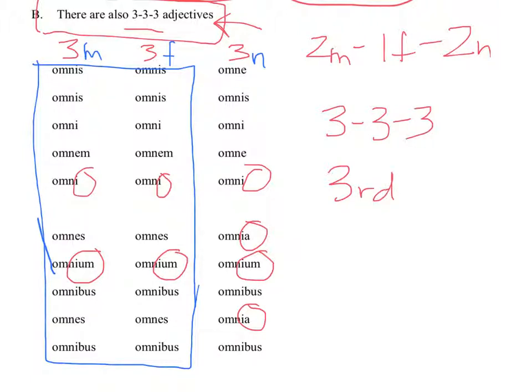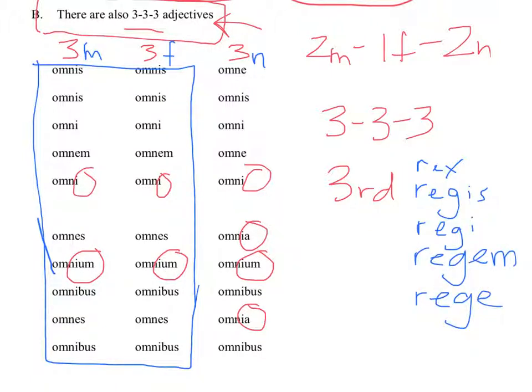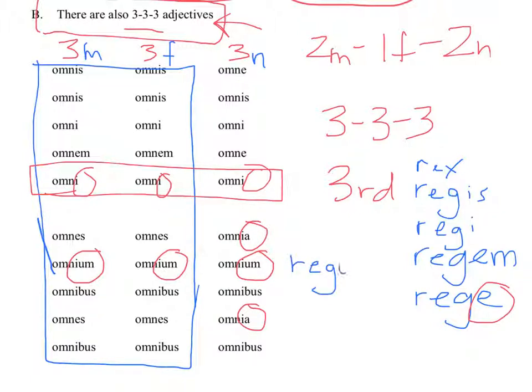If you go back to rex regis as your paradigmatic third declension, rex, regis, regi, regum, and rega, you'll note, for example, that the ablative here is an E, whereas the ablative here is an I. If you look at the genitive plural of reges, it is regum. That's a normal third declension noun, whereas omnium has an I in the ending.